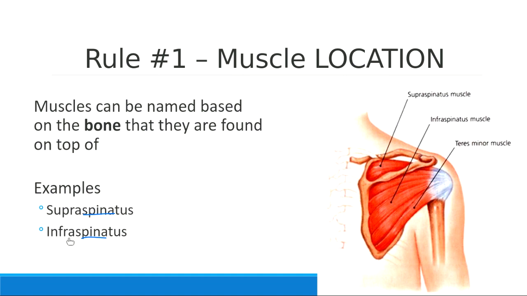So if you see the name of a bone marking that's inside of a muscle name, that's another tip off for you that I'm using the location of the muscles to name it. So first way you can name a muscle is based on location. We're looking for the names of bone markings. We're looking for the names of bones. If either of those are what I use to name it, that's the rule I used, the location of the muscle.